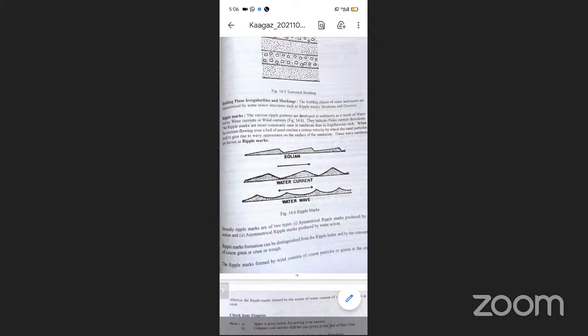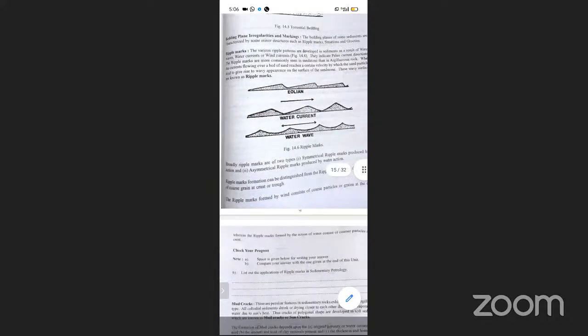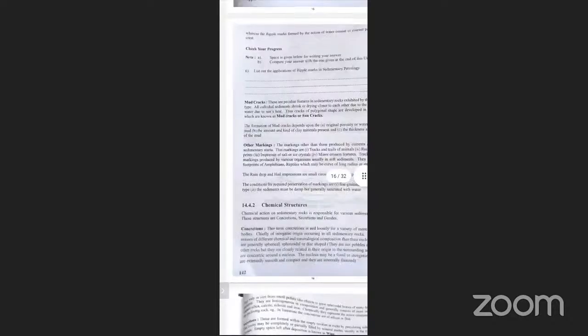We may identify mud cracks also. Mud cracks are particular features in sedimentary rocks. They are exhibited by the argillaceous type. Particularly, these types of mud cracks we can identify in argillaceous rocks.